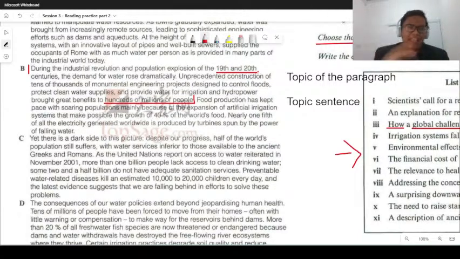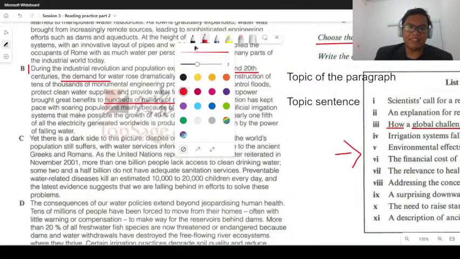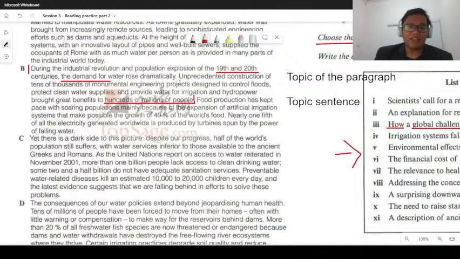Now, is there any indication of a challenge, right? We do. For example, here, the demand for water rose dramatically. A dramatic rise in demand, that's a challenge. Unprecedented construction, that's also a challenge, right? Tens of thousands of monumental engineering projects designed to control floods. That's, I think, the how, because that's what we are looking for, right? That is the how, because that is what they did. So this is talking about the approach.